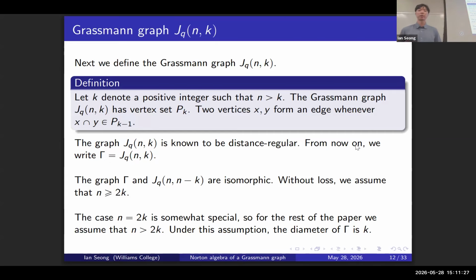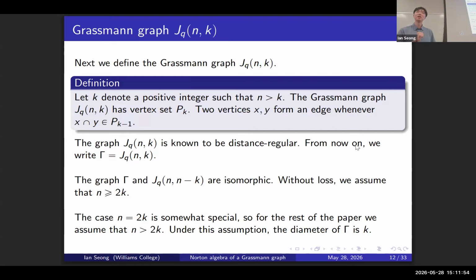And two vertices x and y form an edge whenever their intersection subspace has dimension k minus 1. So I won't go into detail, but for those who have seen Johnson graphs before, it's basically a q-analog of the Johnson graph. So the projective geometry is geometric, right? So, say, take a slice. So the vertex set here is one level of the geometric lattice.